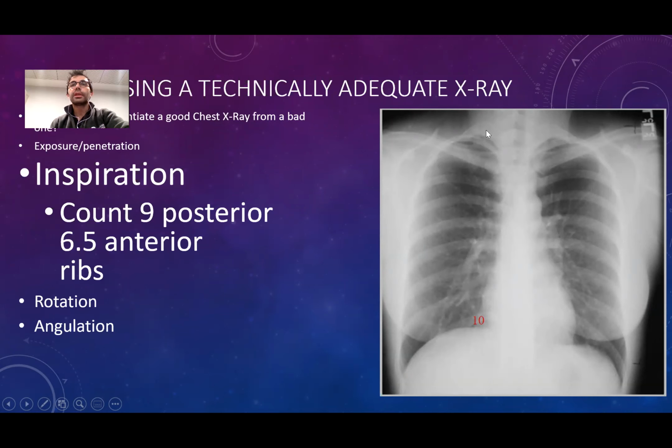Okay, so let's look at this. I will count, starting from the posterior one. This is the first rib. First one, 2, 3, 4, 5, 6, 7, 8, 9, and 10. If I count 9 or 10 ribs, it's an adequate inspiration.